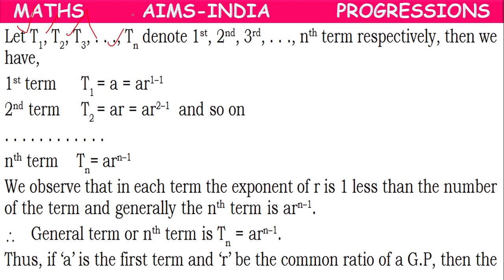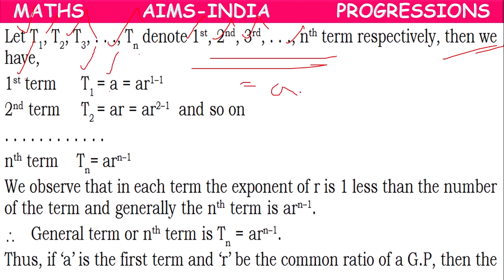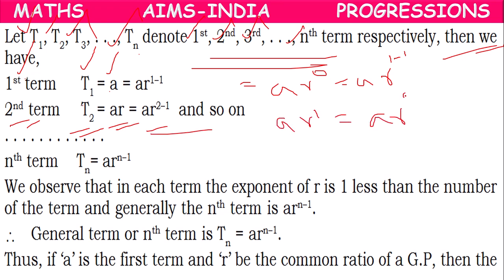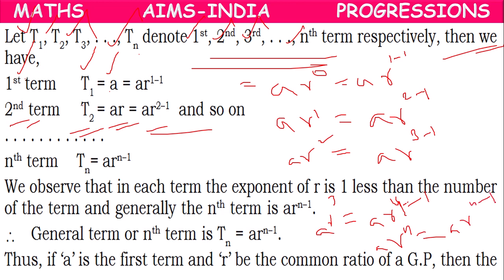Suppose if T1, T2, T3, Tn denote 1st, 2nd, 3rd, nth term respectively, then we have first term T1 equal to A, or A R power 0, or A R power 1 minus 1. Second term T2 AR, or A R power 1, can be written as A R power 2 minus 1. Third term A R square, A R to the power of 3 minus 1. Fourth term A R cube, A R to the power of 4 minus 1. Nth term A into R power n minus 1.